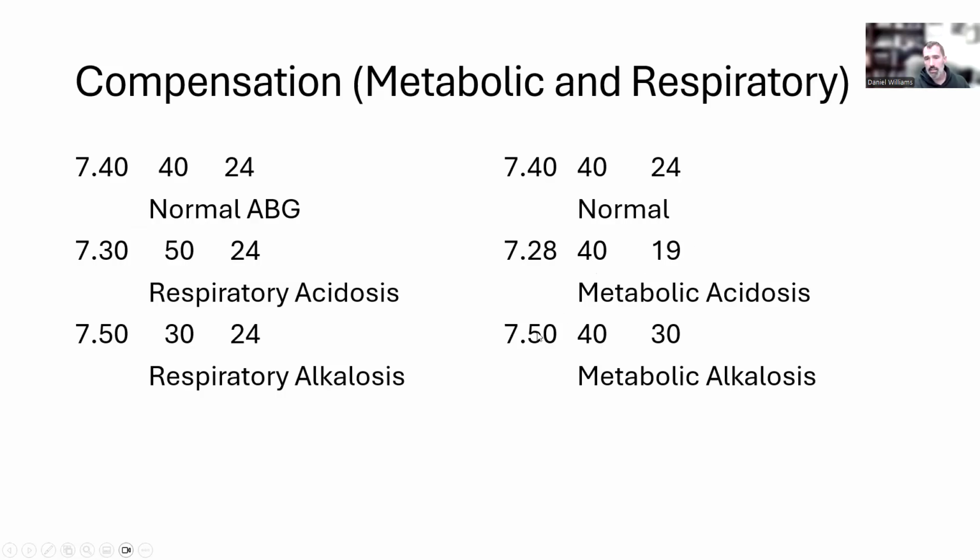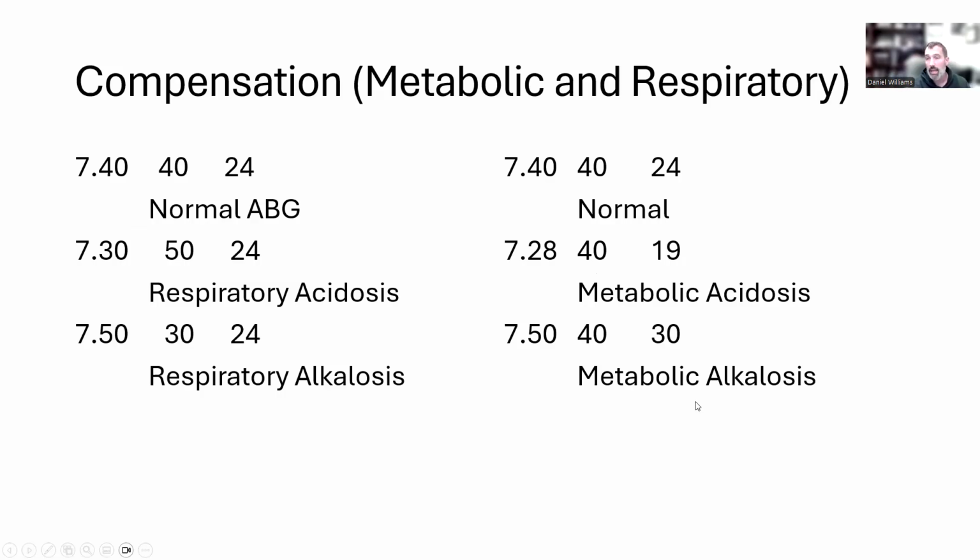Look at the next blood gas line, 7.50, 40, and 30. CO2 is 40, bicarb is 30. The first thing we look at is the pH. It is an alkalosis, and we have to determine the cause. Well, we've already, on the previous slide, determined that this is a metabolic cause, so it is a metabolic alkalosis that we will show. Bicarb has gone up, it's brought pH up with it.